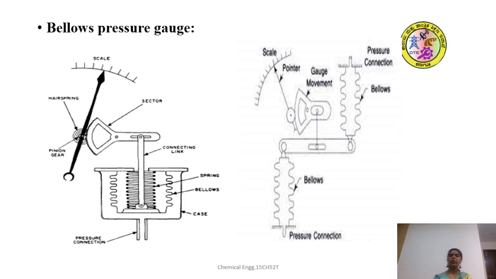So moving on to the next equipment, which is a bellows pressure gauge. It is also used for measuring the absolute pressure. So you can observe the diagram. First, you just observe the diagram.